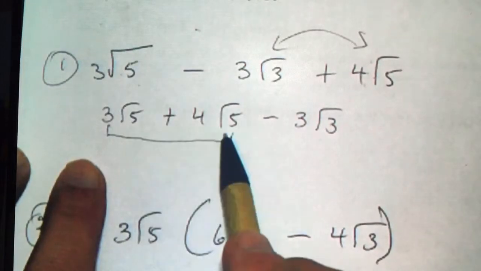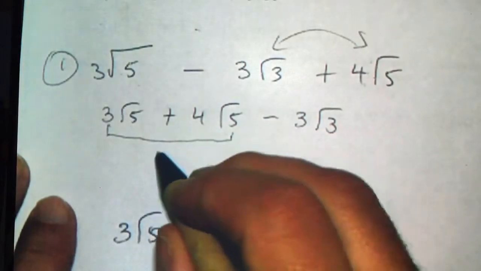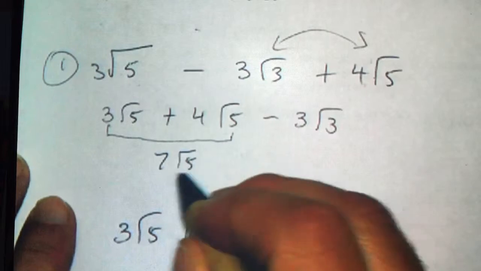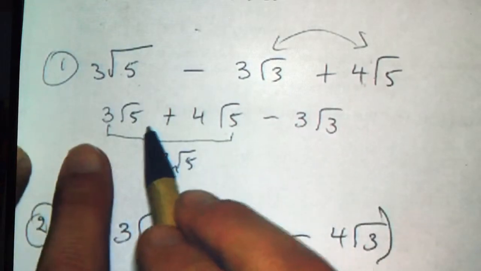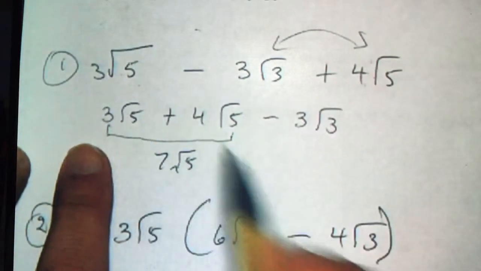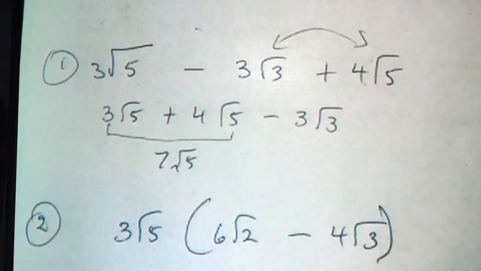We have 3 root 5 and 4 root 5, and that adds up to be 7 root 5. Just like as if we were asking you to add 3x and 4x, you would have no problem with that. You'd get 7x. But in this case, we're asking you to do 3 root 5 and 4 root 5. Again, the root 5 is in common. 7 root 5 is what we get.